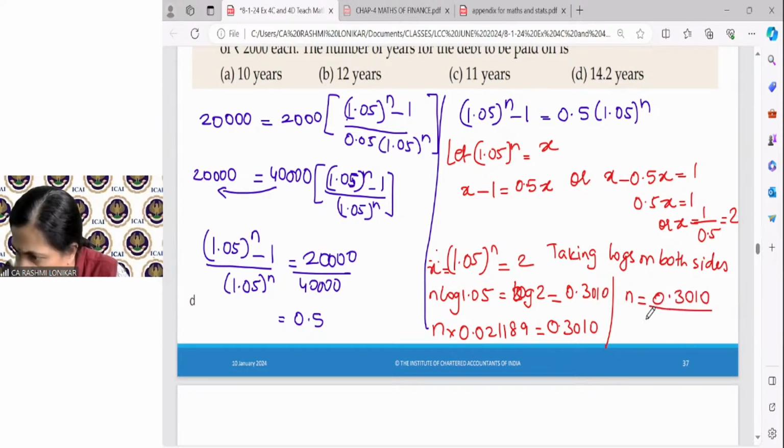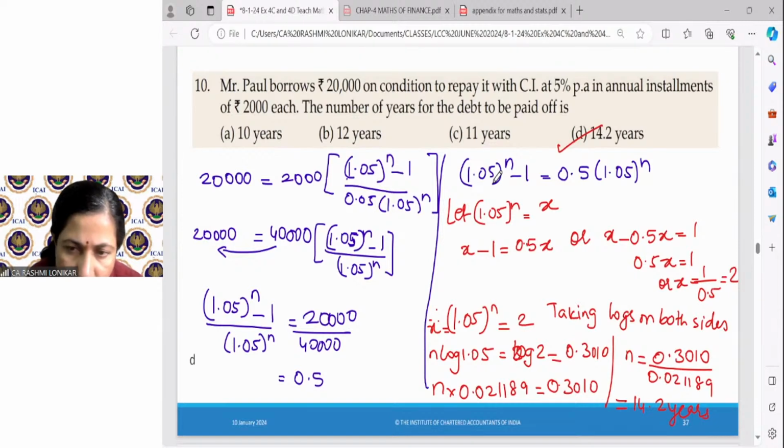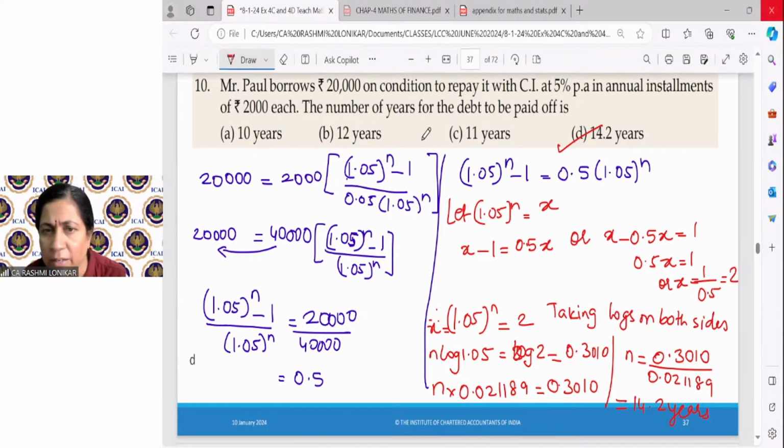0.3010 upon 0.021189. 0.3010 divided by 0.021189, 14.2 years. So D will be the correct answer. Yes, Kritika, Rani, Avni, Nancy. I hope everybody else has now followed. Yes, Soumya, clear?